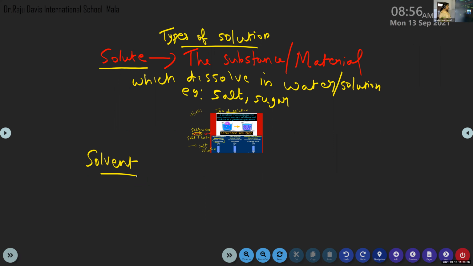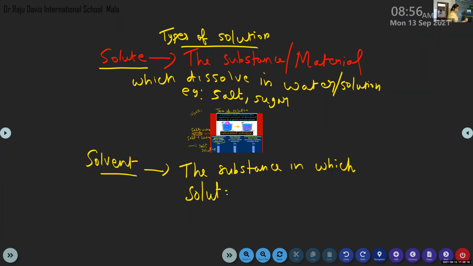Ma'am, solvent? Solvent means the substance in which solute dissolves. Not fully, partially it can be dissolved.